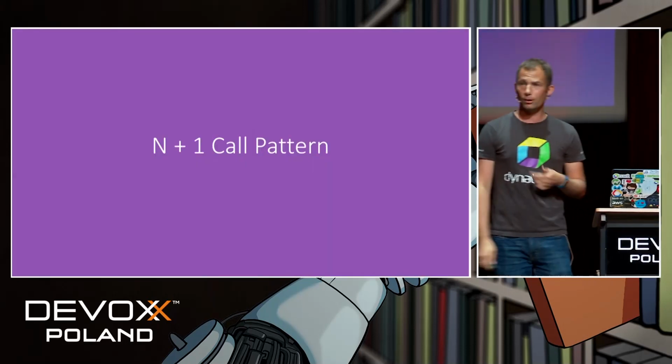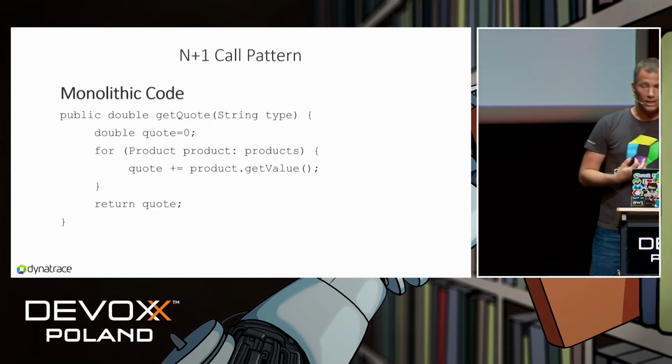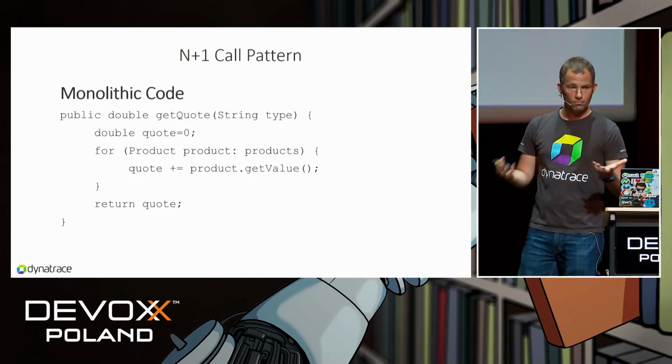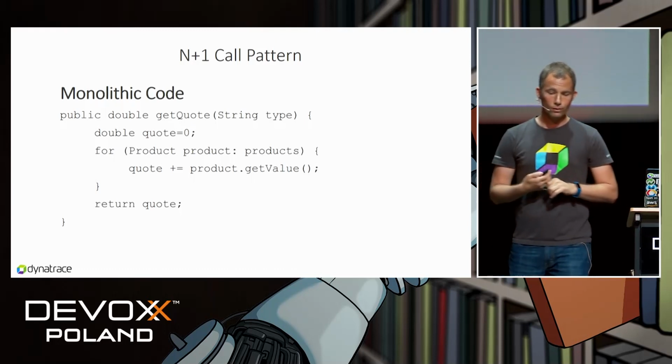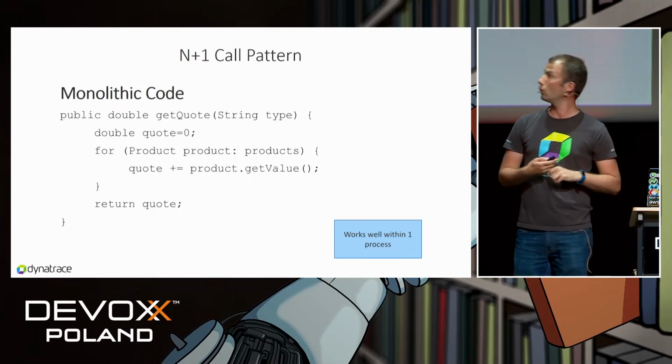I may start with the N+1 call pattern. Classical monolithic code, very easy, very pseudo, very basic, right? Iterating through a list of products to get the overall product value, or the total sum.